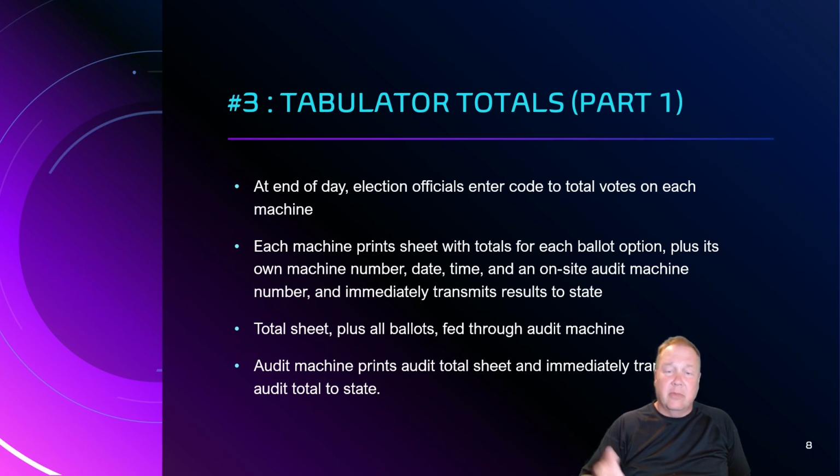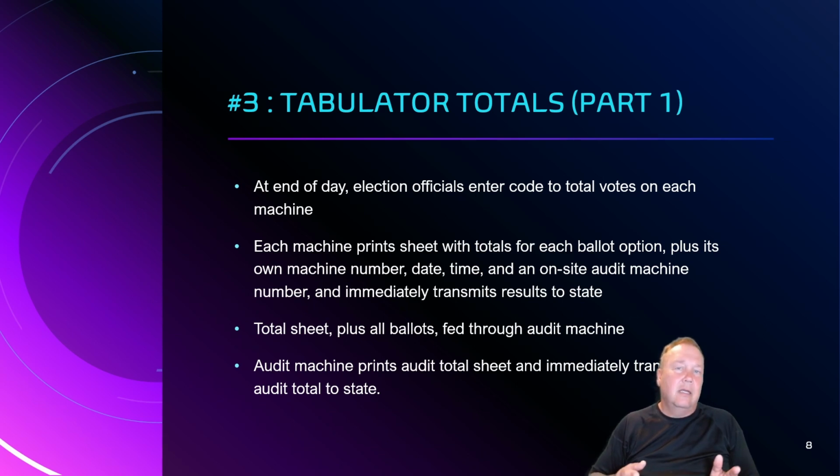And to do that, start off just the same. At the end of the day, the election officials punch in some code or turn a key or whatever on the machine, and it should print out the total votes for the ballot and give you some kind of a code on it. So the machine will print out all of your totals. It should give you its own machine number, the date and the time, and then it should also give you another machine number that's at your location.